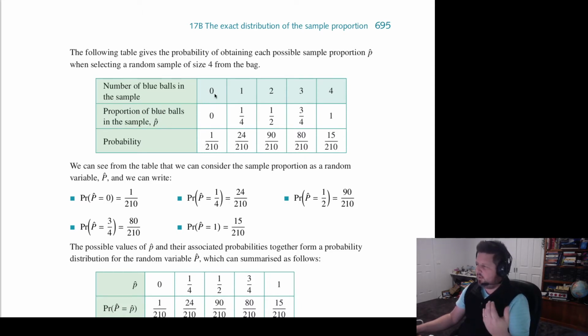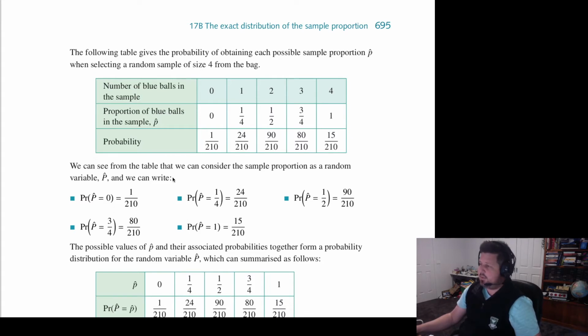Again, if there are 4 possible blue balls in the sample, 0 out of 4 is 0. If you choose 1, it's 1 out of the 4. This is 2 out of the 4, which simplifies down to half. 3 out of the 4, or 4 out of the 4, which simplifies down to 1. So that's just the proportion of blue balls in the sample, P hat. Again, you could get those probabilities by actually working each of them out, like we did with the previous example, and they've run these calculations here. So you get a table with these probabilities in it.